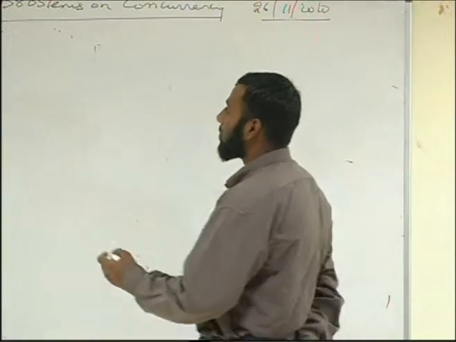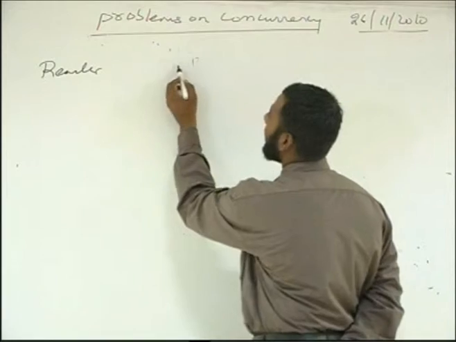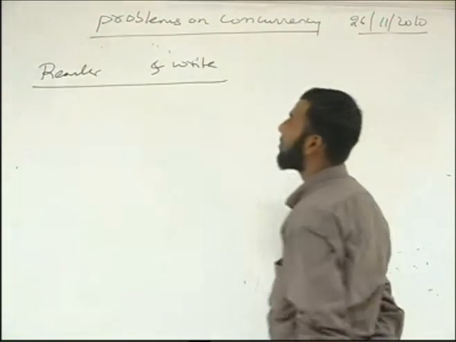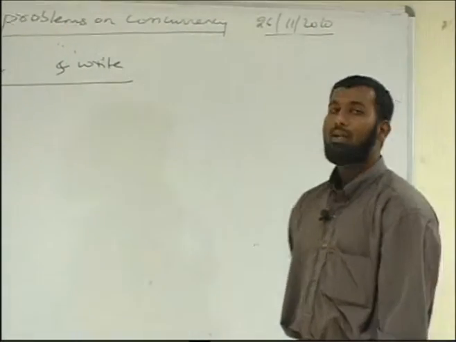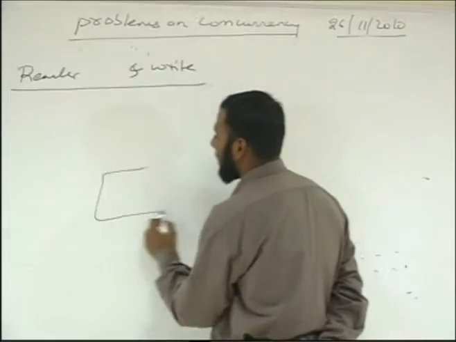So in the readers writers problem, we have n number of readers and one writer. Our assumption here is that we have one writer which wants to write, and there are n number of readers which want to read. Now there is a critical section here.